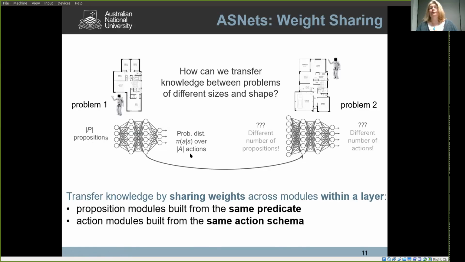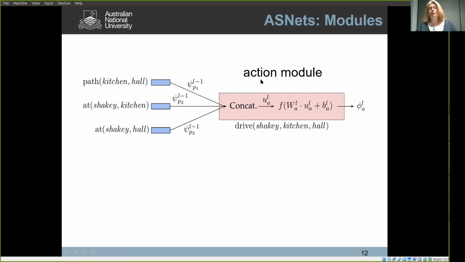In order to come up with generalized policies, we're going to transfer weights by sharing weights across modules within the same layers that are built from the same predicate or the same action schema. So within the same layer, any proposition module that's built from the same predicate will have the same weights, and any action module that's built from the same action schema will have the same weight matrix. Let's have a look at what this gives us. This is an example of an action module again, the same example for drive shaky kitchen hall.